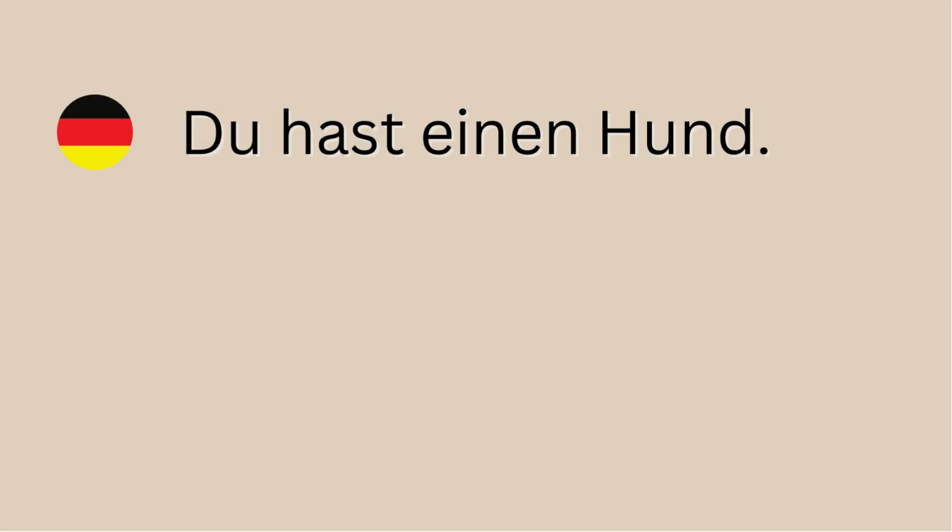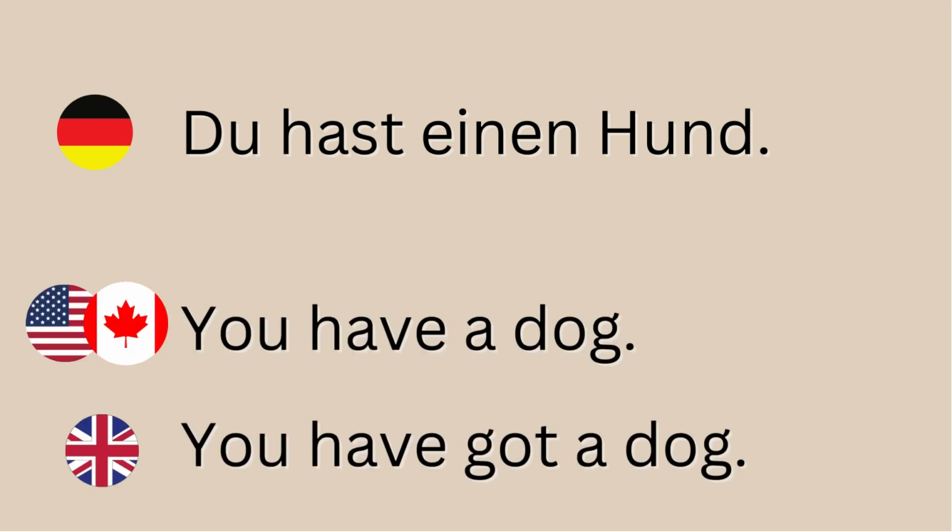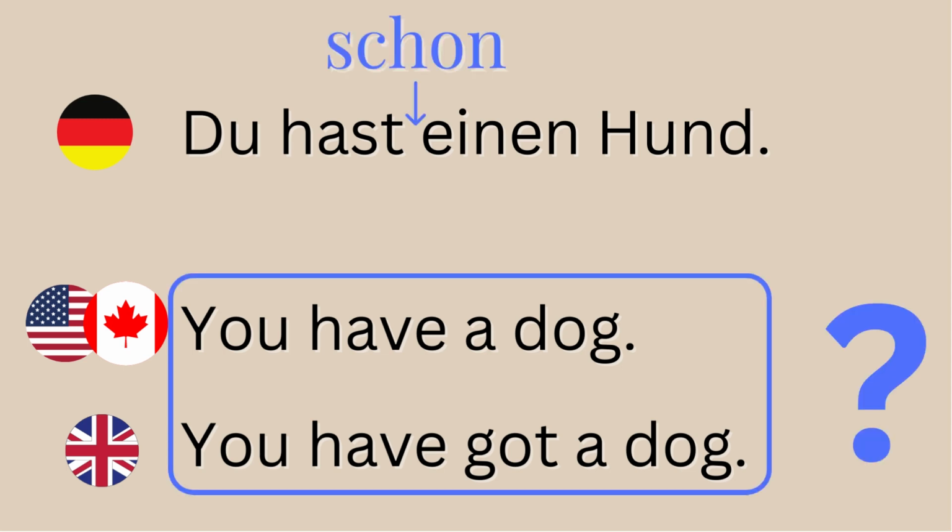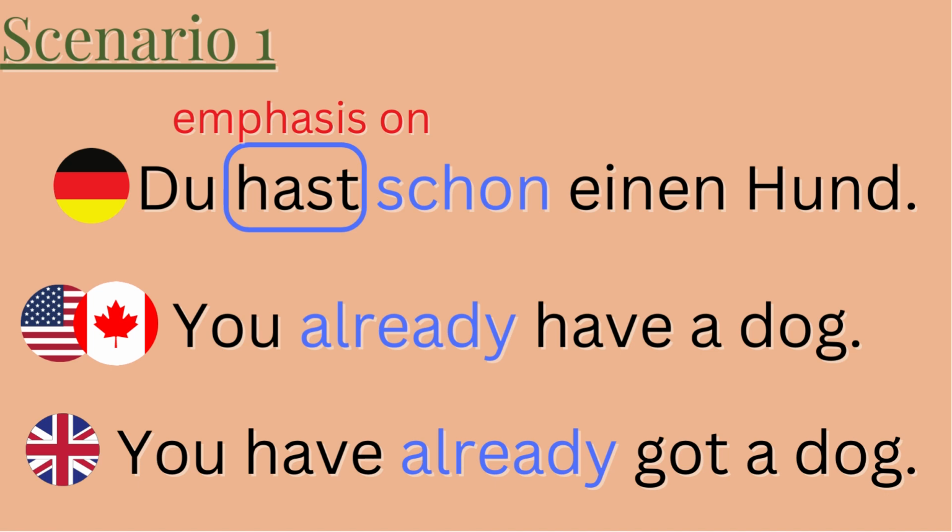Let's look at this example. "Du hast einen Hund." Very straightforward sentence. You have a dog. Or if you're British, you've got a dog. So if I add the word schon in it, I actually have at least two different meanings to that sentence, depending on which word I emphasize, how I say that sentence. So if I say, "du hast schon einen Hund," that means you already have a dog. You don't need another dog. How many dogs do you want? You already have a dog. Aren't you happy with your dog?